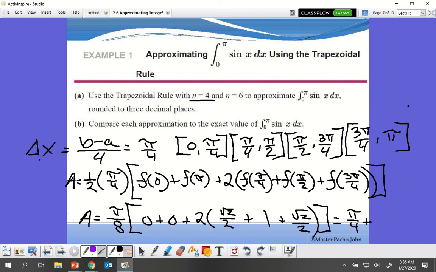Plus, oh, that cancels out. Okay. Plus, what do we have? Pi root 2 over 4. Okay, so we have pi root 2 over 4. I don't know how I did that. No, it's still good job.